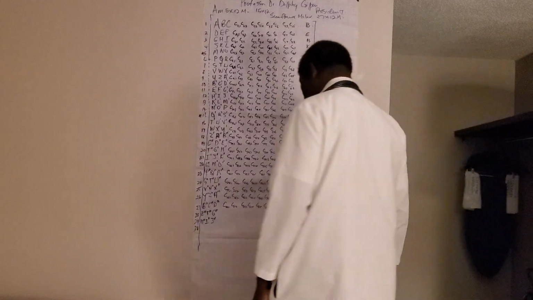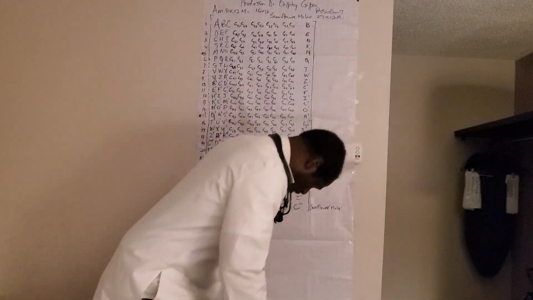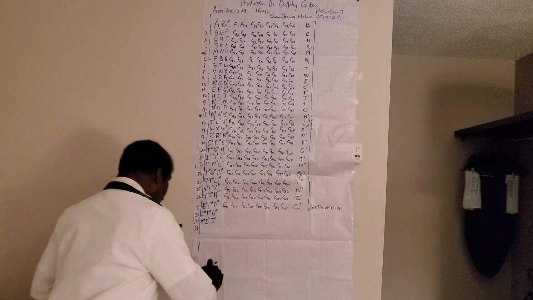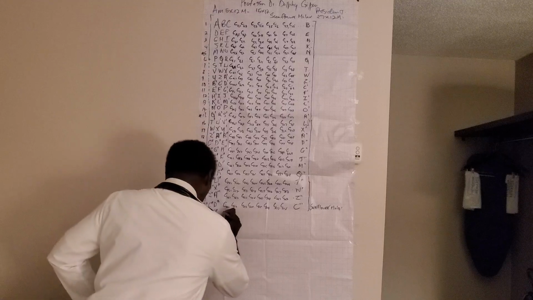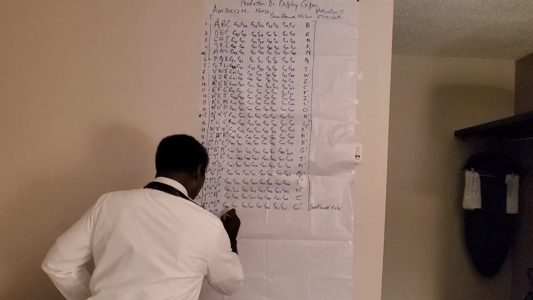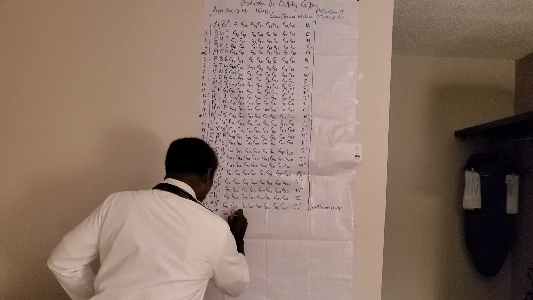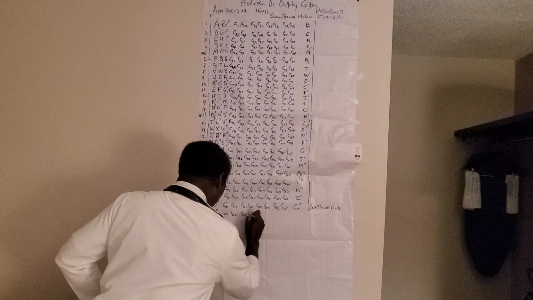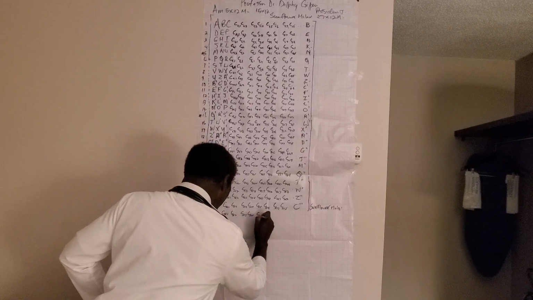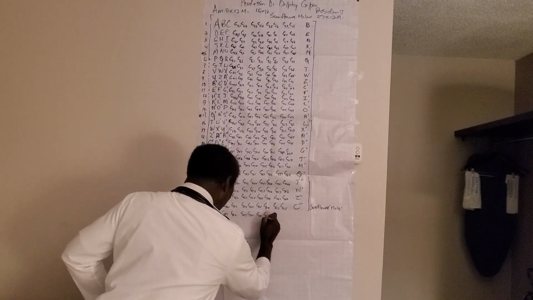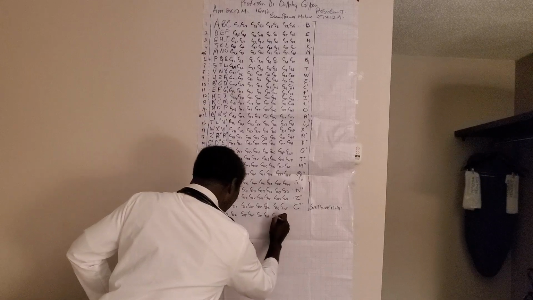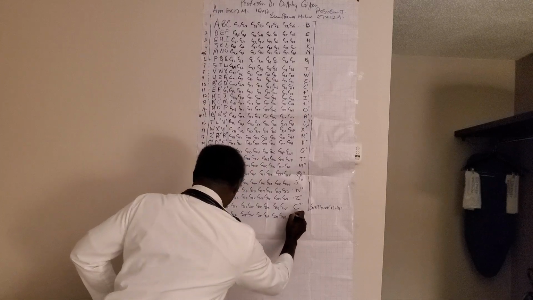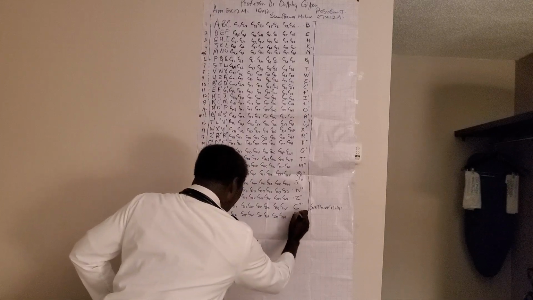So let's take a seat here and start our extension. So we have now C28-1, C28-2, C28-3, C28-4, C28-5, C28-6, C28-7, C28-8, and F triple prime.